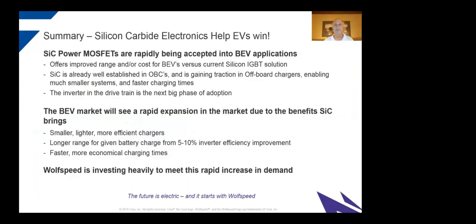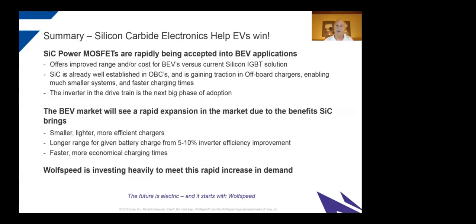So to summarize, silicon carbide will help EVs win, and its MOSFETs are being rapidly adopted into battery electric applications. We offer improved range and/or cost for BEVs versus silicon IGBT solution. It's already well established in onboard chargers, and we're gaining traction in offboard chargers, enabling much smaller systems and faster charging times. And the inverter in the drive chain will be the next big phase of adoption, and it's a lot of silicon carbide that will require.